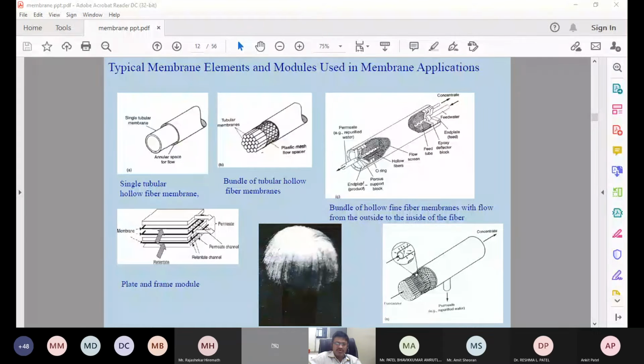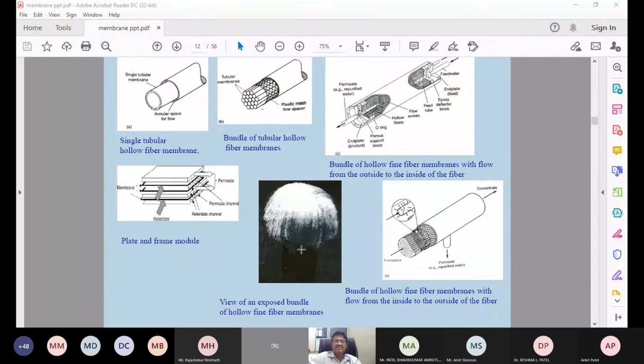You can have a hollow fine fiber also, because these tubes are somewhat more in diameter. You can have it like this. You can see here, this is the view of the hollow fine fiber. So this type of fiber can be used also. Very small fine fiber membranes are there, and they can be put into casings, and then the water is passing through this fiber and coming out of this fiber is the filtered water. So that is also one type of configuration you can see.